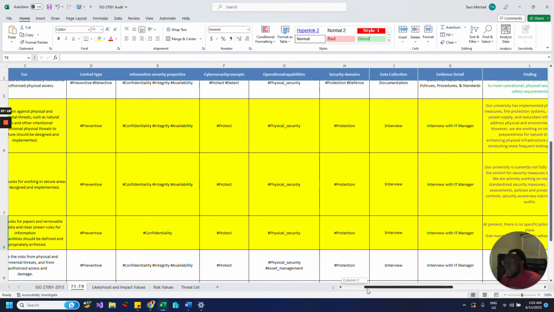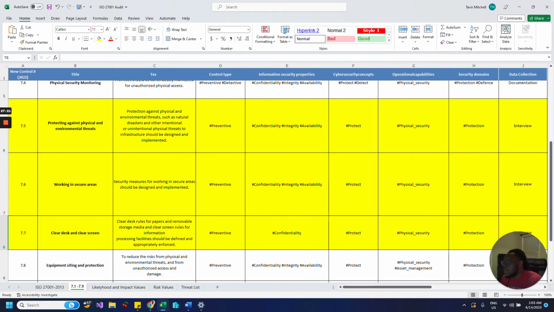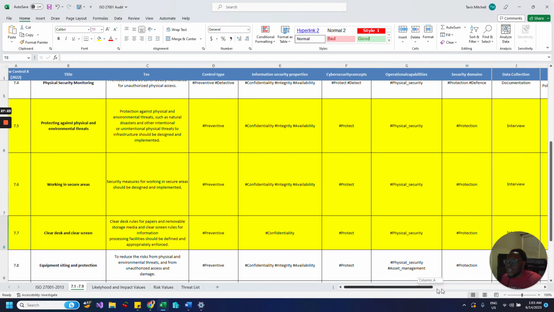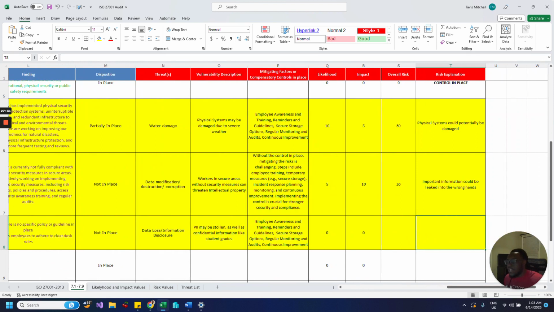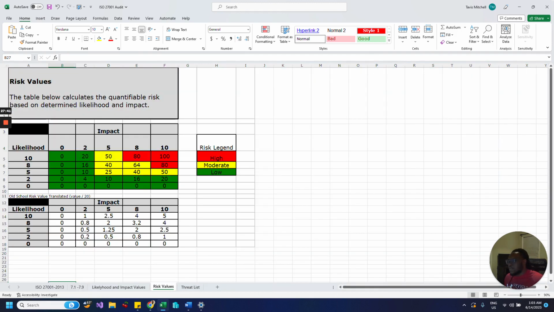And the last one that they're not complying on, everyone: clear desk and clear screen. So they need to implement that. At present, there is no specific policy or guideline in place that mandates employees to hire clear desk rules. I feel like they need to implement this ASAP. The likelihood of that happening in a school is very high, and the impact of that is going to be very high on the university. This is a severe risk for them.